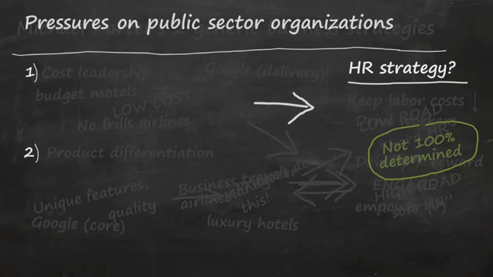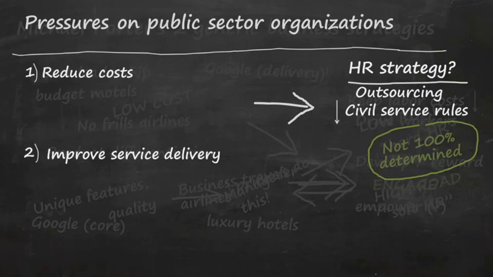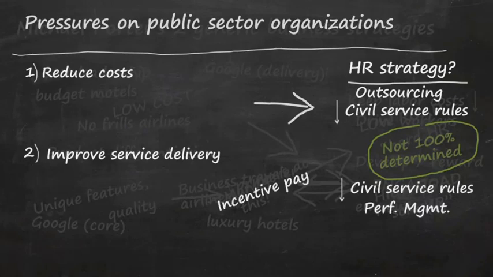There's been a lot of pressure on public sector organizations in a lot of countries. There's a lot of different pressures. Let's just simplify it down to two. So some public sector organizations are under great pressure to reduce costs, which might imply an HR strategy that increasingly emphasizes outsourcing and weakening civil service rules. There's other public sector organizations that have a lot of pressure to improve service delivery. This also tends to put pressure to weaken civil service rules, but also leads to enhanced performance management, greater levels of incentive pay, more flexible work arrangements, and sometimes even employee voice.